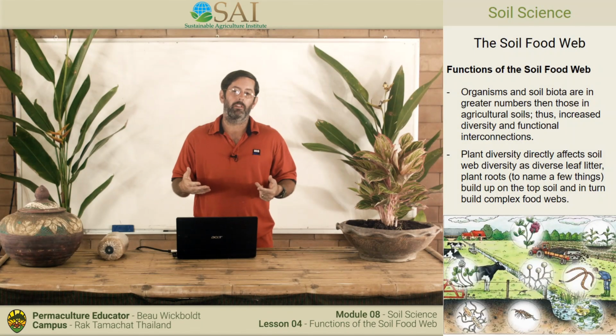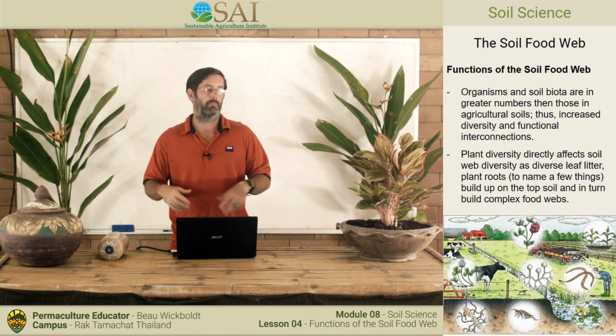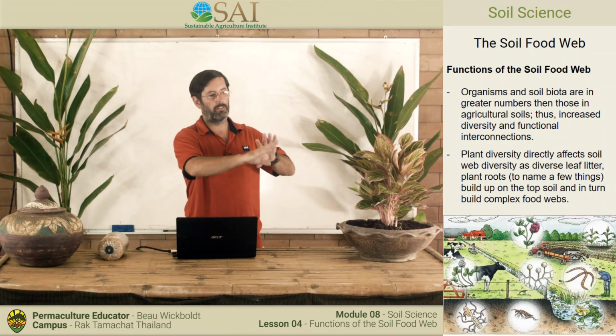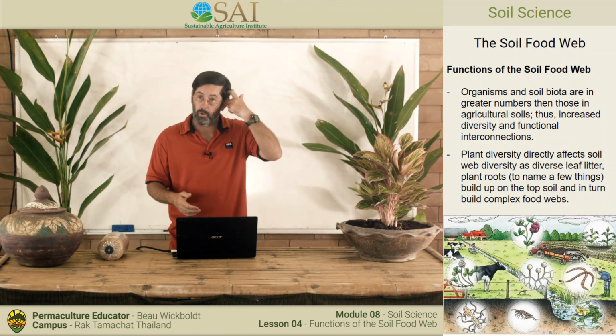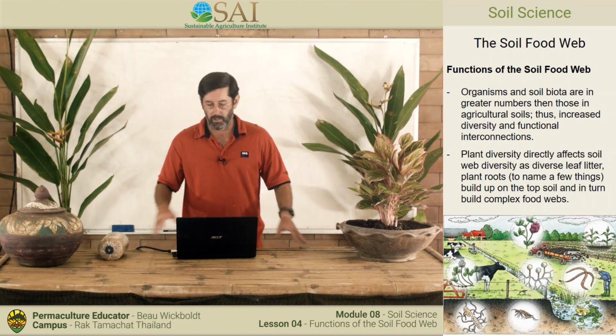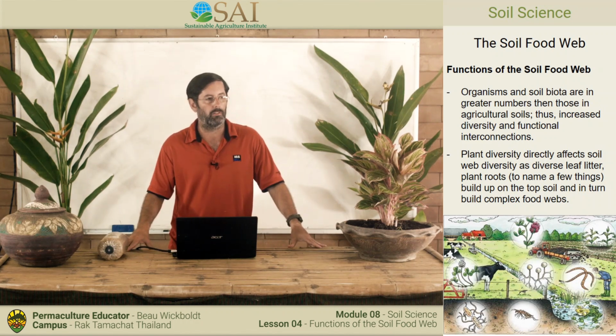So that brings what we can describe as functions of the soil food web. So now we understand there is this soil food web. It's made up of these animals, but what do they do? What are their functions? Organisms and soil biota are in greater numbers than those in agricultural soils.